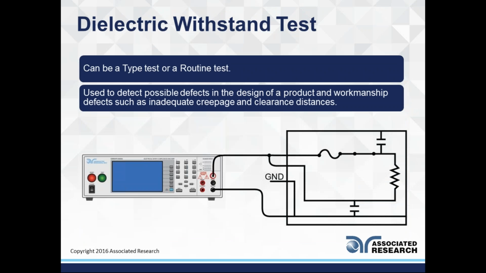I think we're all pretty accustomed to the Hipot test. It can be a type test or a routine test. It's used to detect possible defects in the design of a product and workmanship defects such as inadequate creepage and clearance distances.